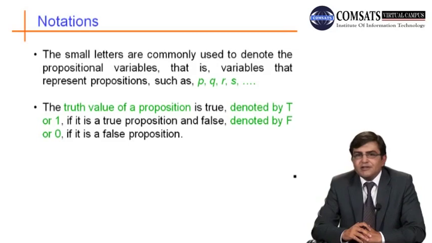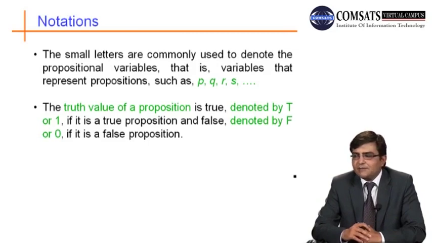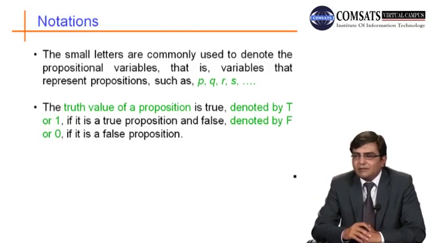Now some notations: how we denote such statements or propositions in logic. Usually small letters are used to denote propositional variables, that is p, q, r, and so on. And the truth value of a proposition, if it is true, is usually denoted by capital T or 1. If it is false, it is denoted by 0 or capital F.